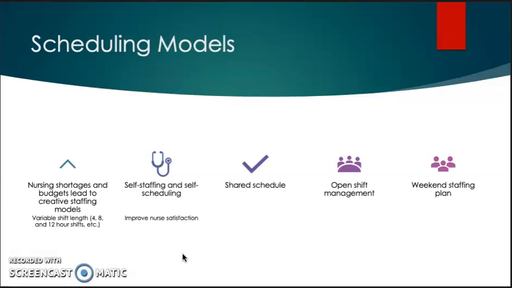A number of scheduling models are adapted. There's nursing shortages and budget constraints that lead to creative staffing models. An example of that is variable shift lengths and different coverage options to accommodate for census and units. A lot of facilities implement a self-staffing or self-scheduling model. This helps improve nursing satisfaction.